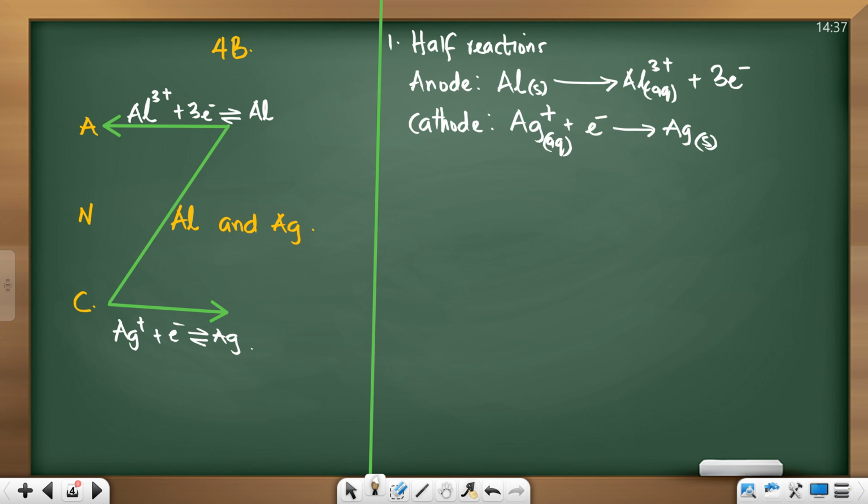Use the arrows to guide yourself. The arrow at the top says start from the right, going to the left. So you write what's at the right first.